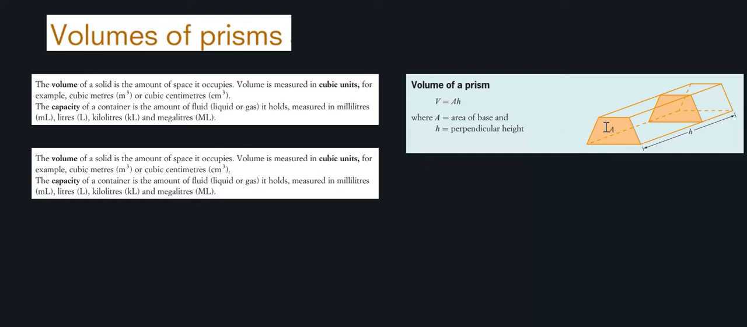And this is a really good diagram here. So this gives a cross section. So the volume of any prism, it must be a prism, the cross section must be the same throughout the shape, is the area of the cross section multiplied by the length. Let's just take a closer look at this.